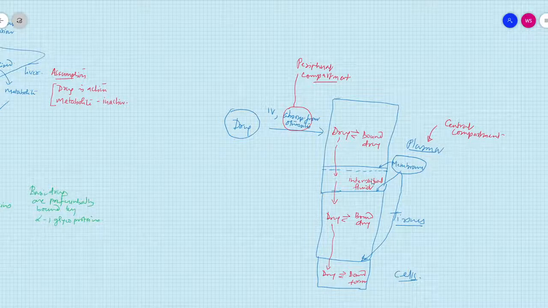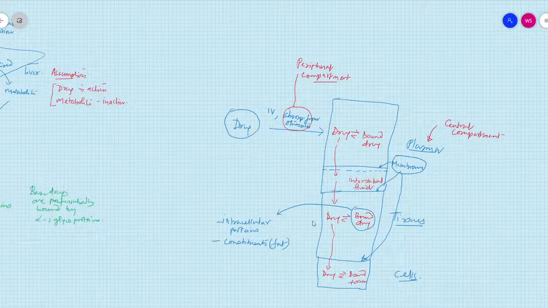Okay, from the central compartment, it passes through other areas. So the drug is in a bound form in the tissues. And what are the bound forms in the tissue? Where is it bound? It is bound to intracellular proteins and constituents like fat. Okay. So where is it bound in the tissues? It's bound to intracellular proteins and the constituents. And where is it bound? In what form is it bound in the cells?